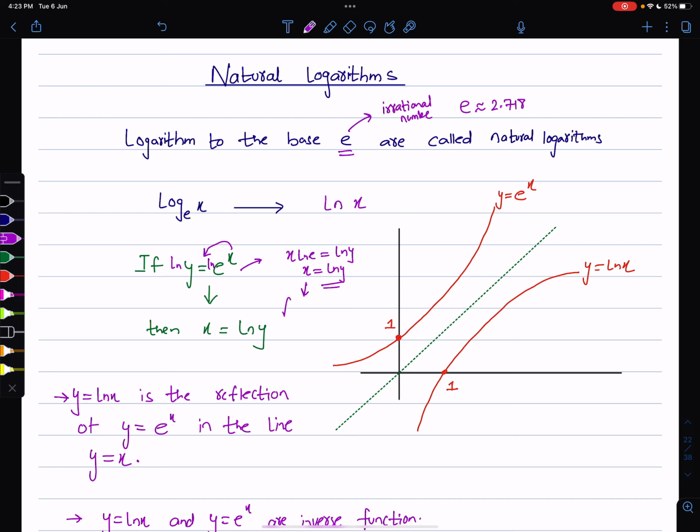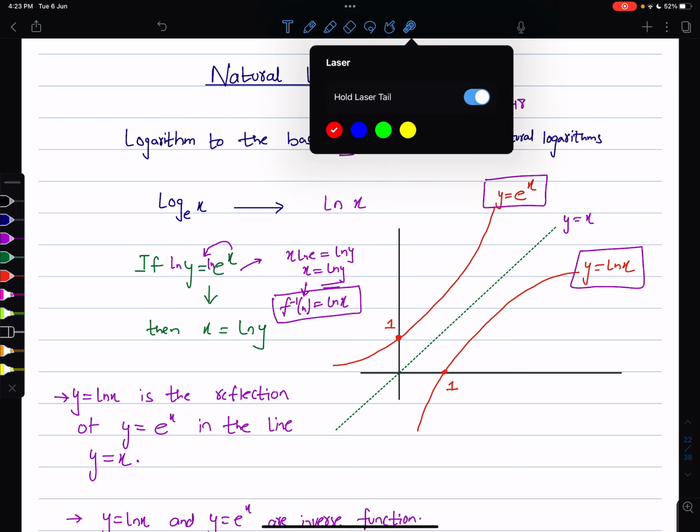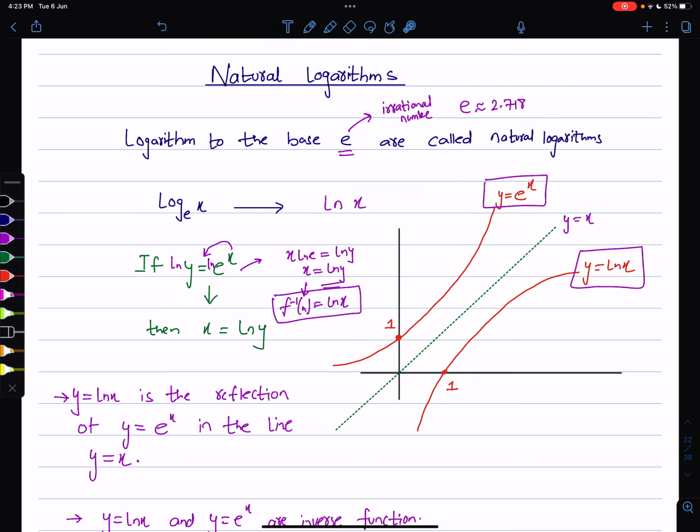Now for the inverse, x can be replaced with f inverse and y can be replaced with x. So f inverse of x is going to be ln x. Now y equals e to the power of x and y equals ln x are basically inverse functions of each other. So their graphs will be reflections in the line y equals x. The graph of e to the power of x and the graph of ln x are reflections of each other in the line y equals x, as seen on the graph.